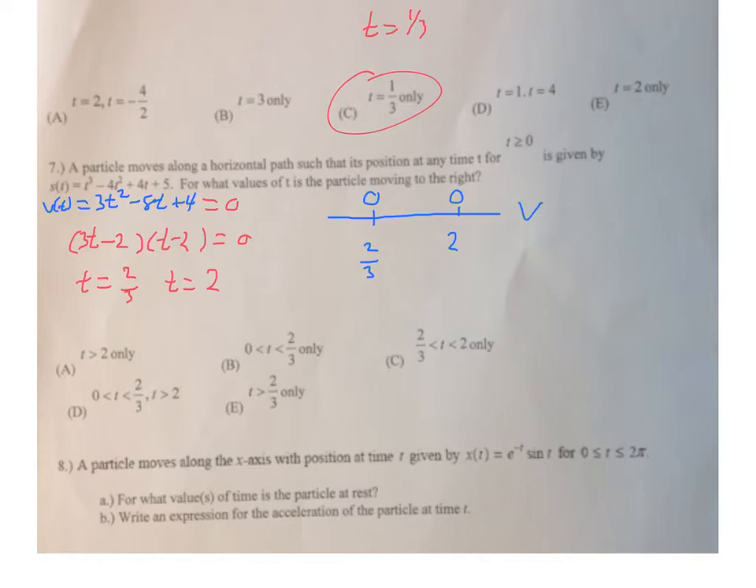We need to test any value of time that's not one of those two. A really nice value of time to test, because t is greater than or equal to 0, is let's test 0. If we plug in 0 into the velocity, we get 0 minus 0 plus 4. So positive. Since this was 3t minus 2 to the first and t minus 2 to the first, we're going to have sign changes at both of those. So it is moving to the right when t is between 0 and 2/3, and then again when t is greater than 2.